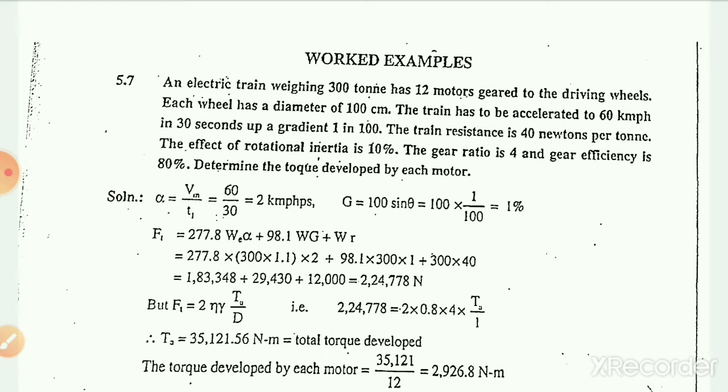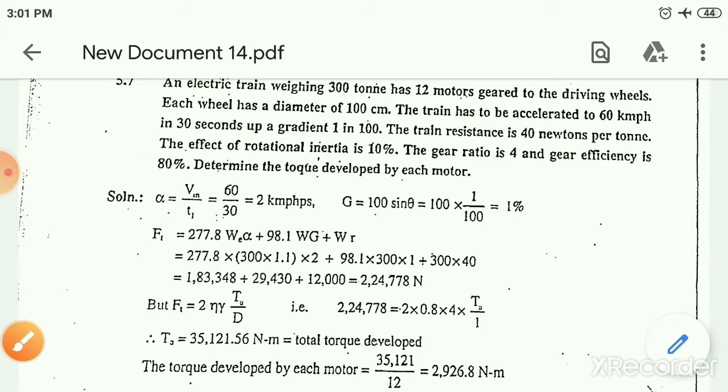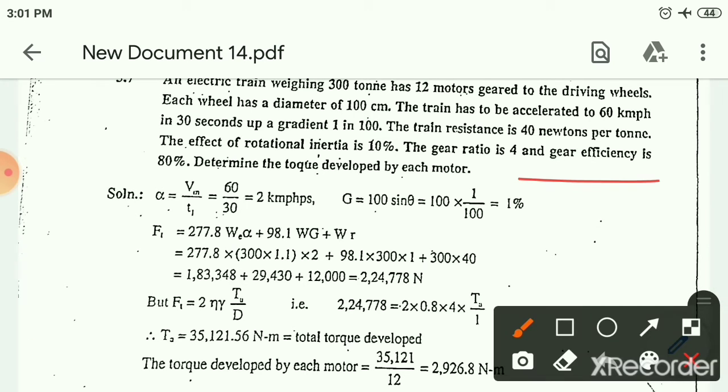An electric train weighing 300 ton has 12 motors geared to the driving wheels. Each wheel has a diameter of 100 centimeter and the train has to be accelerated to 60 kilometers per hour in 30 seconds up a gradient of 1 in 100. The train resistance is 40 newtons per ton. The effect of rotational inertia is 10%. The gear ratio is 4. Gear efficiency is about 80%. Determine the torque developed by the motor.